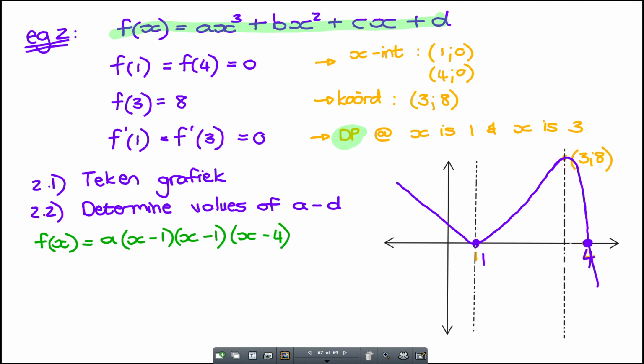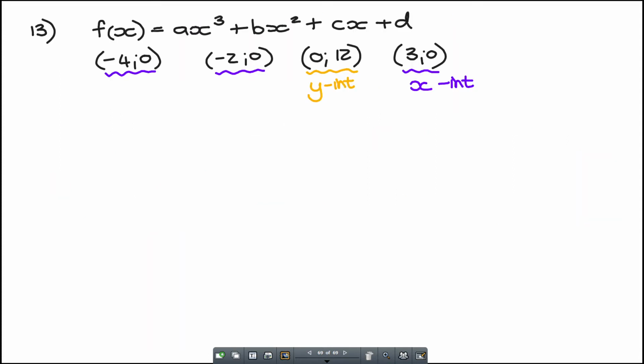As hy deur die x-as sny, hierso is nou 3 van hulle, want sy draaipunt is nie op die x-as nie. So hy gaan, sê nou maar hy lyk so, dan sny hy mos 1, 2, 3 keer. Okay. Right.